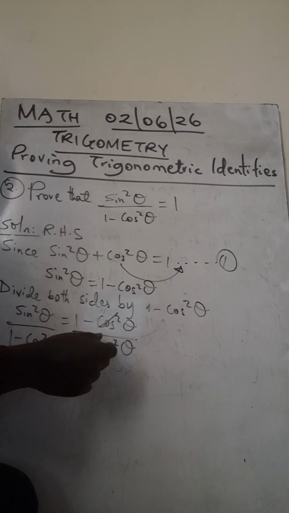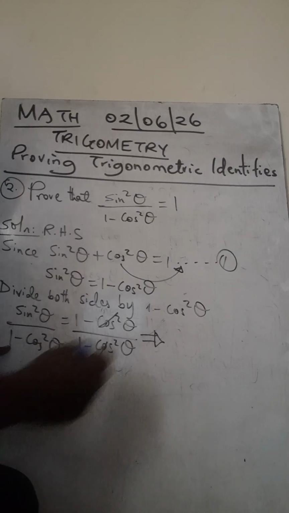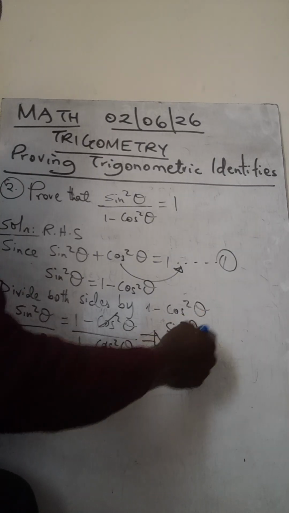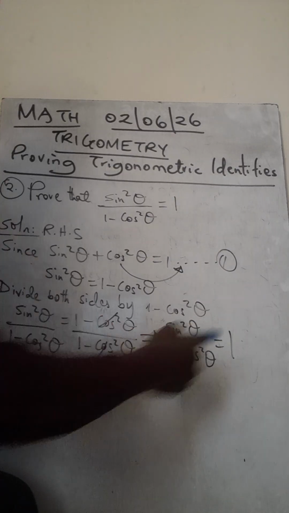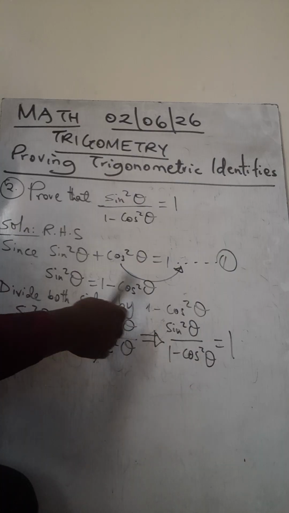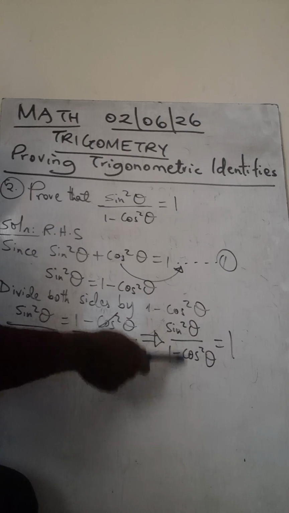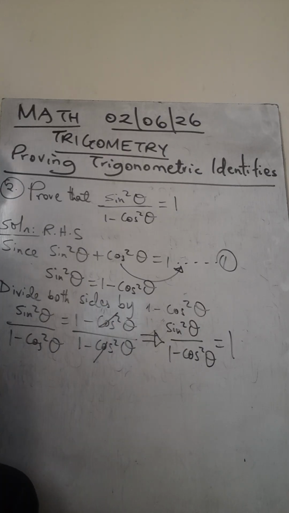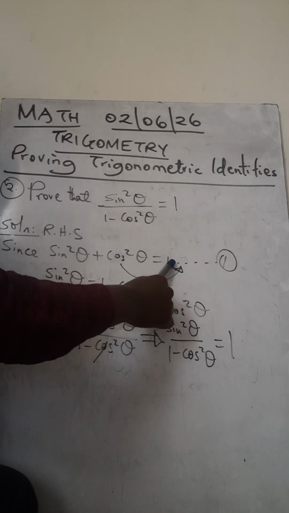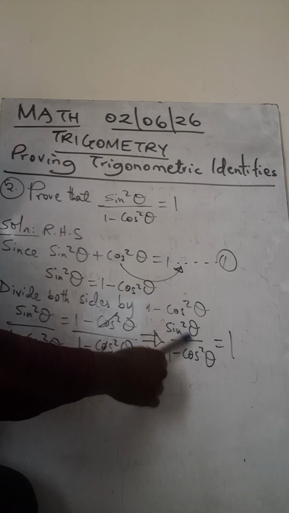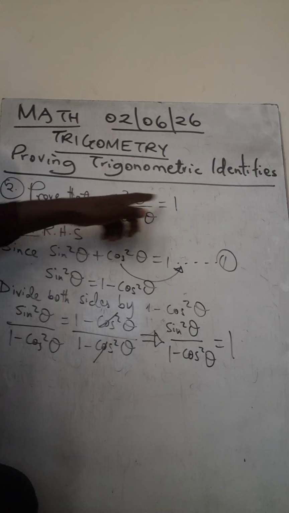So that this one and this one cancel, and you get sine squared of theta over 1 minus cosine squared of theta equals 1. So we have manipulated the right hand side to get the left hand side. See that? The right hand side has been manipulated, this one, beginning from this equation until we have reached a point where we have what we have on the left hand side. Therefore, this one equals this.